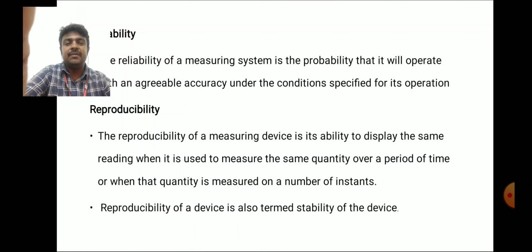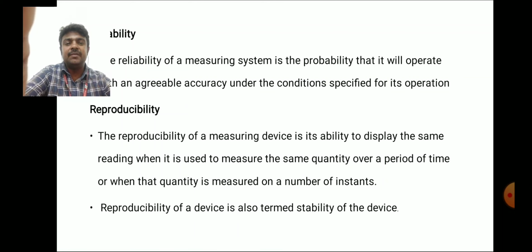Next one is range. The range of the instrument is the limit between the minimum and maximum readings of the instrument which it is able to measure. And next one is resolution. The resolution of an instrument is the smallest change in the quantity being measured that will produce an observable change in the reading from the instrument. Even with a small change in input, we get some reliable output.